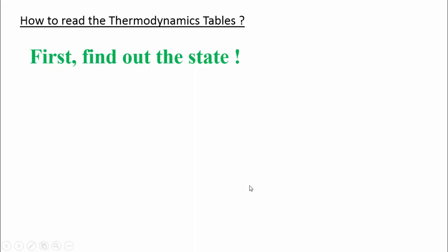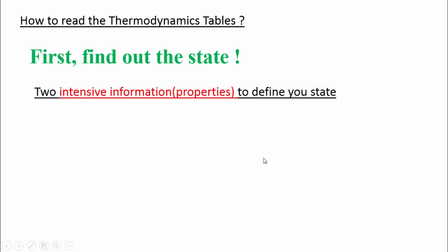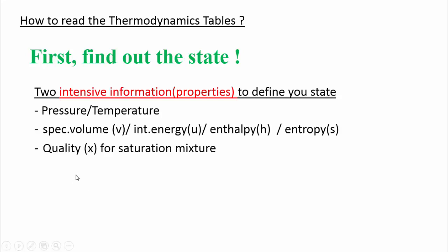So first, I won't go through all the theory behind this. I'm only going to teach you the steps on how to solve this question. Okay, here are some notes you need to know. To find out your properties, first you need to determine the state of your substance, either water or refrigerant. To find out your state, you need two intensive properties. In this case, you can understand it as information. So it's either given or you find it.